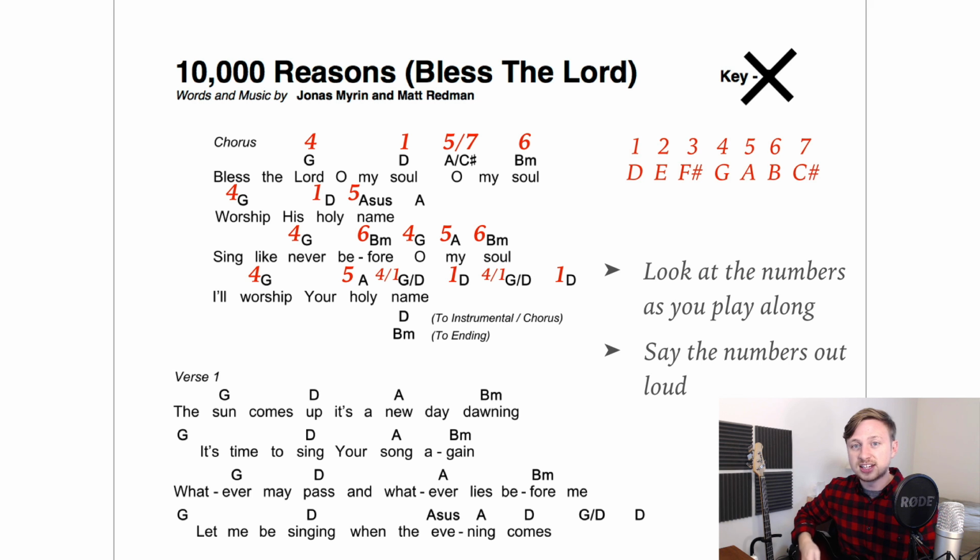That's going to start happening on its own. The next thing that's going to happen is it's going to train your hands to go, okay, G shape is 4, D shape is 1, A shape is 5. And the last thing and the most important thing it's going to do is it's going to train your ear to hear this chord as 4. And you're going to hear that chord as 1, this chord as 5.